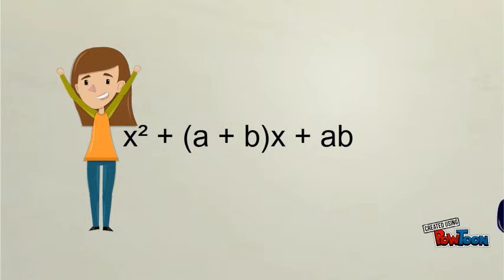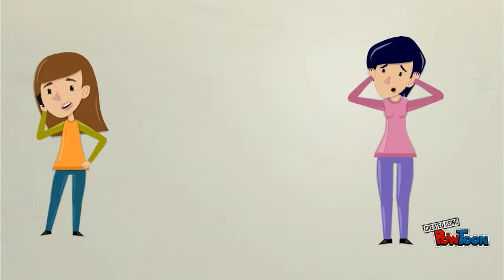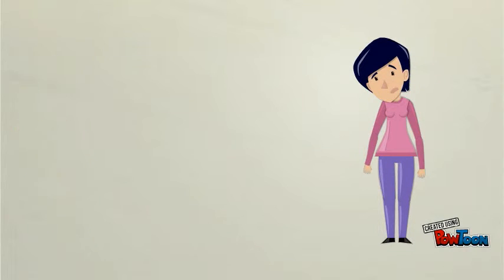Phew! Ready for the next stage then? No way! Go on, I'll help you. It's only a little bit harder. We'll just have a number in front of the x squared as well. Where does that come from?